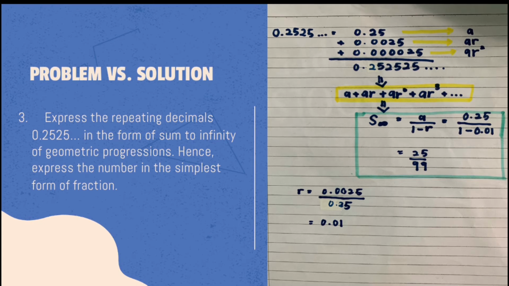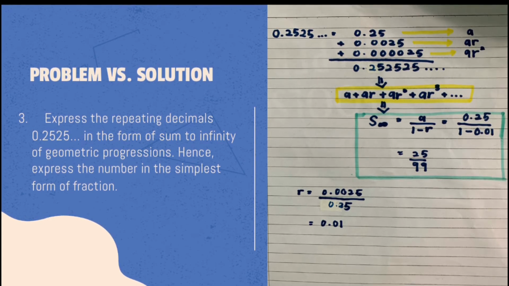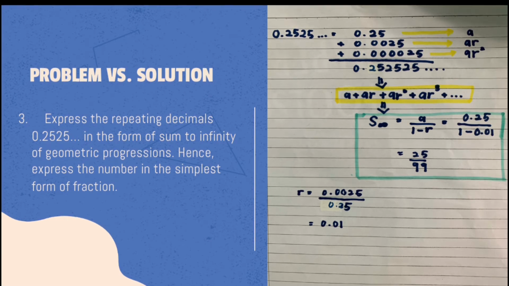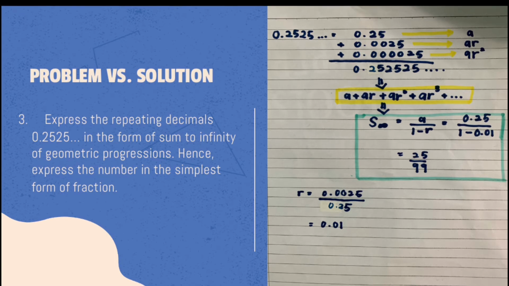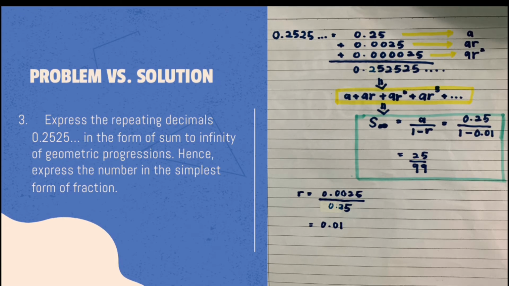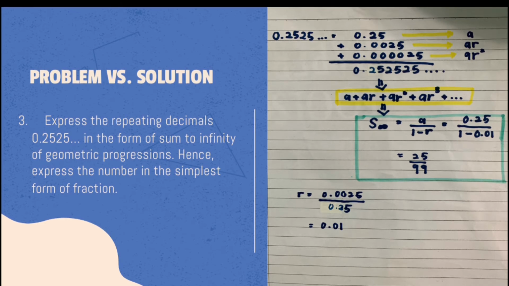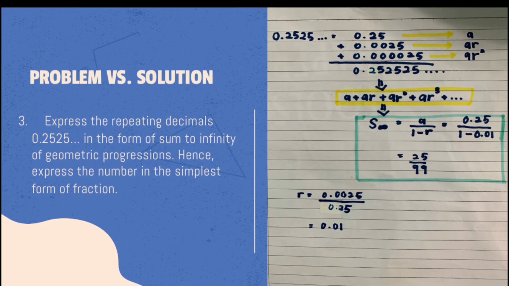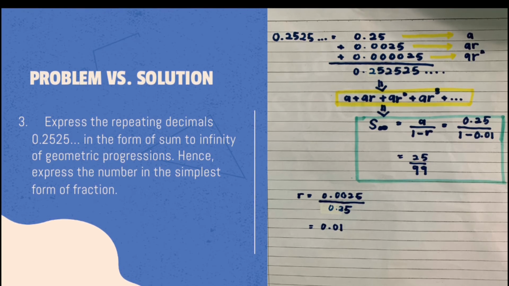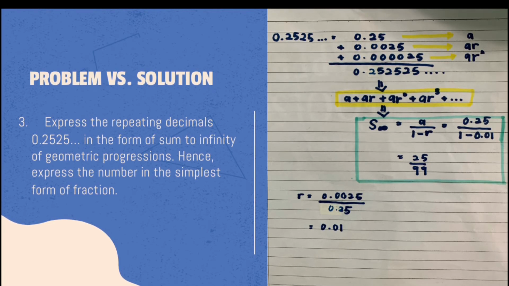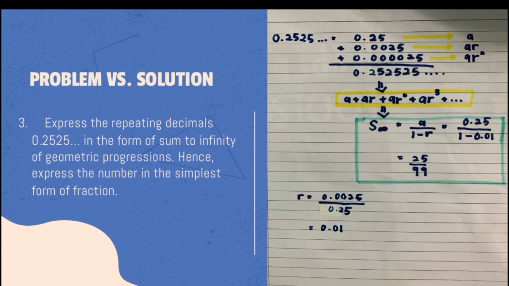So we use the formula of sum to infinity, that is a over 1 minus r, and then we find the value of r using the second and the first term, that is ar over a, and then we will get 0.01 for the value of r, and then we substitute into the formula, and then we will get the answer is 25 over 99.